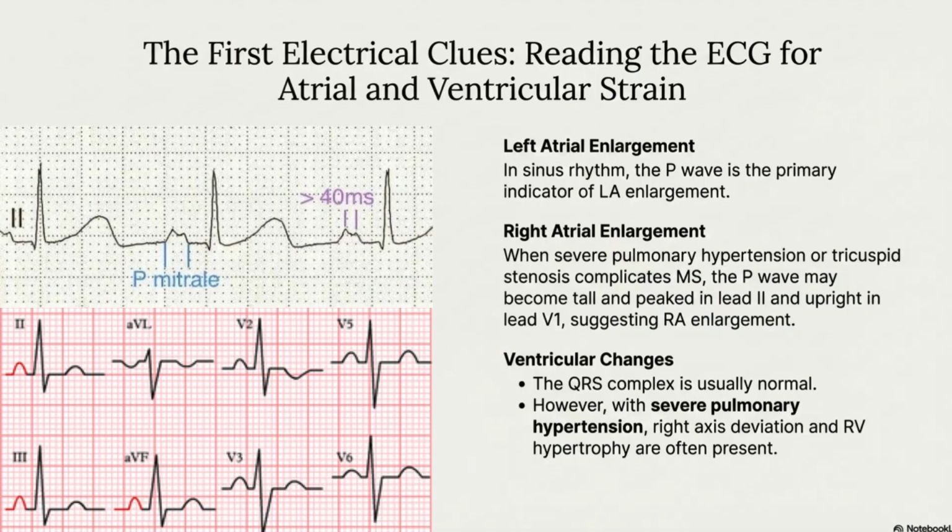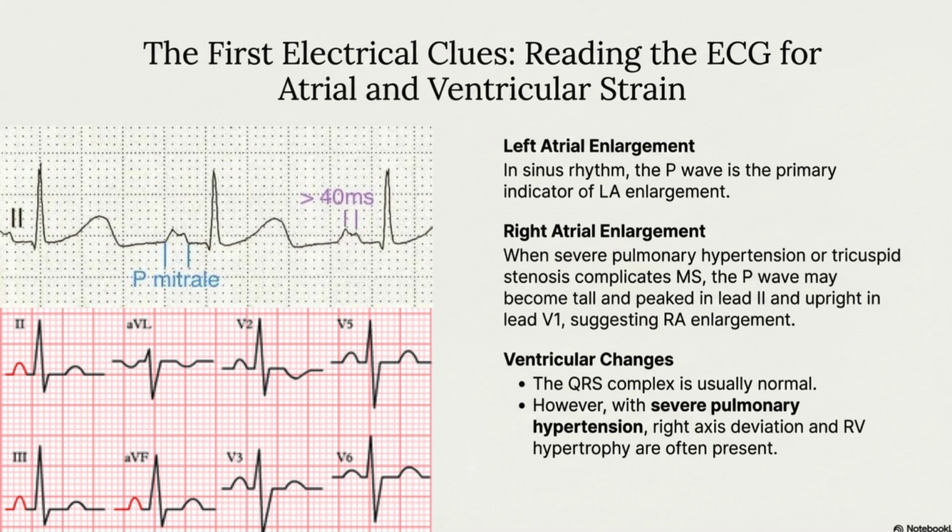In a patient with MS who is still in sinus rhythm, the P wave gives us some really good initial clues about the LA chamber. A classic finding is a broad, notched P wave, which suggests left atrial enlargement. The pressure is causing the LA wall to get bigger and conduct electricity differently.